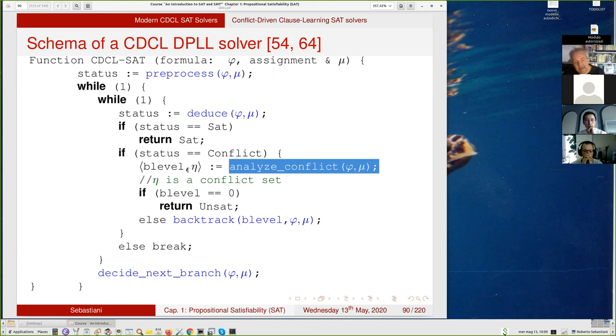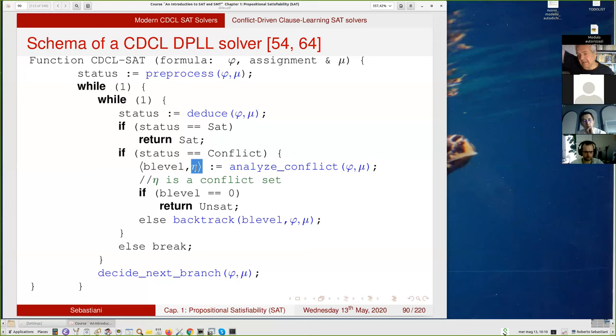B level is the level. So the analysis does two things. First, it identifies this sub-conflict set, and then tells you, according to some criterion, which may vary depending on the various strategies you use, the level where you have to backtrack. So based on eta, it tells you which level you have to backtrack to. Remember, backtrack means popping all the literals at a level greater or equal than the level. So it tells you, look, you have this conflict set, and then you have to backtrack to that level.